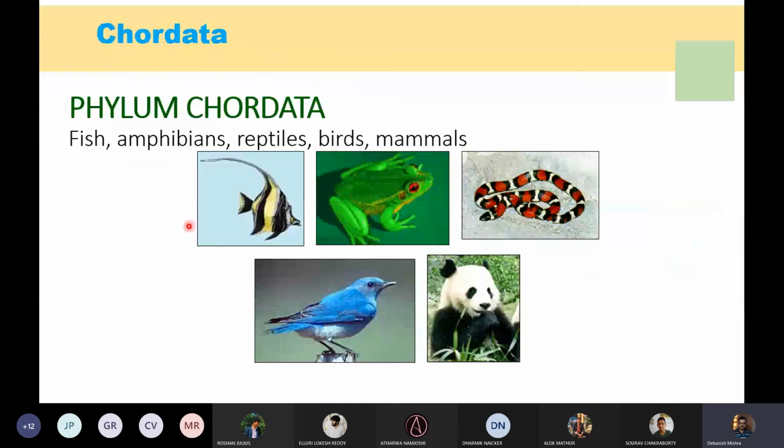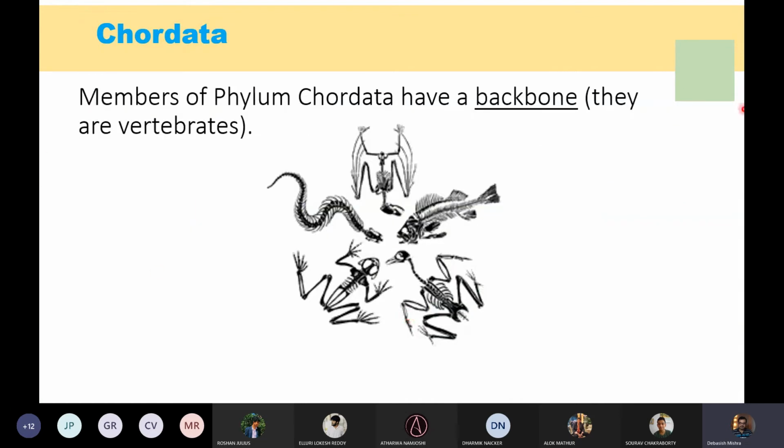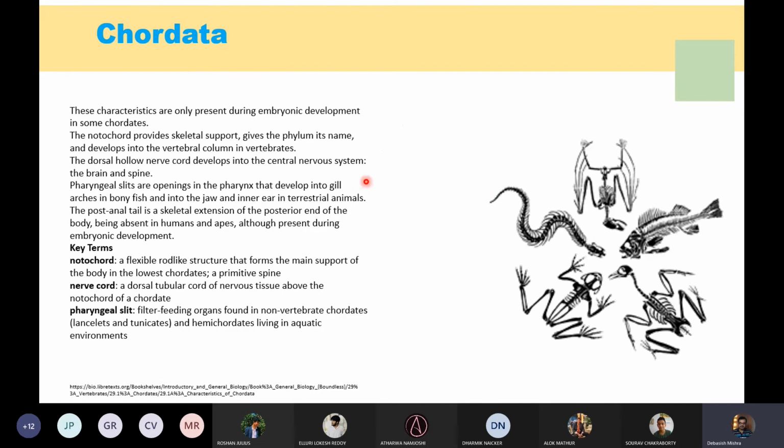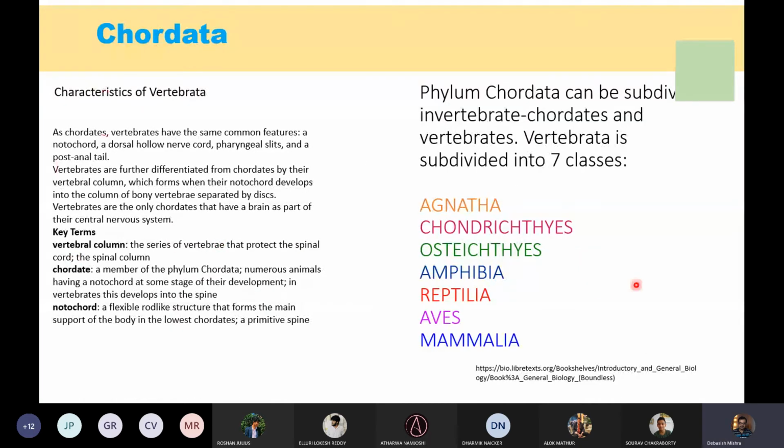And then we have chordates, where we have a certain level of rudimentary backbone. Those who have real backbones are called vertebrates, and those who do not have backbones are called invertebrates, or non-vertebrates, which are chordates but not vertebrates. So in chordates we have classes like this.